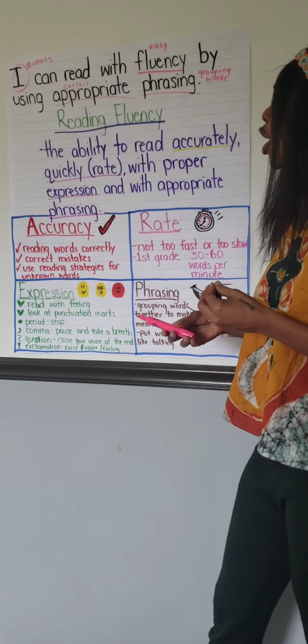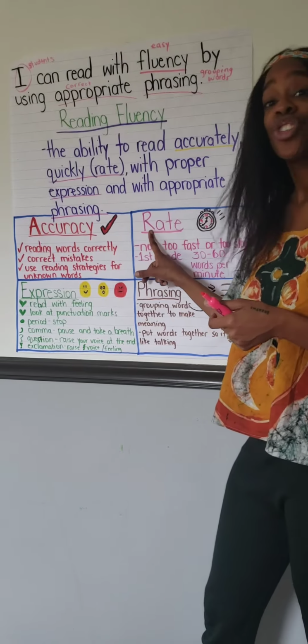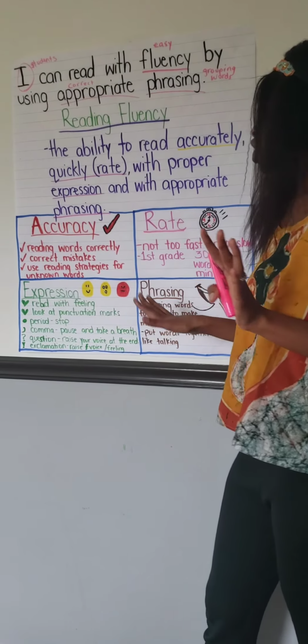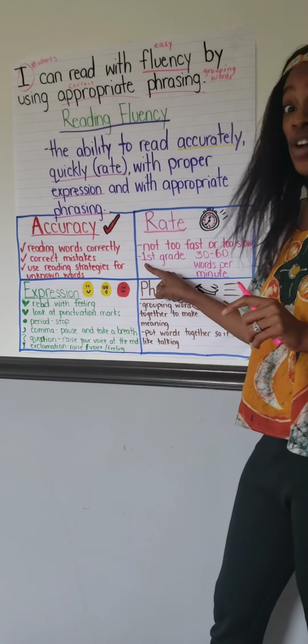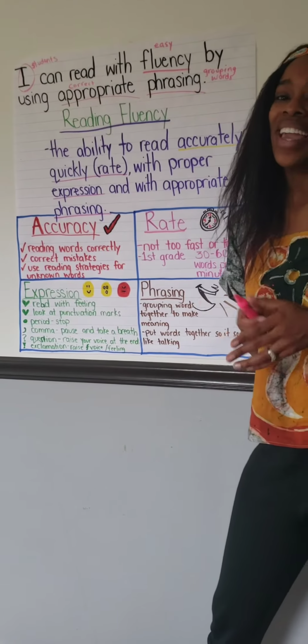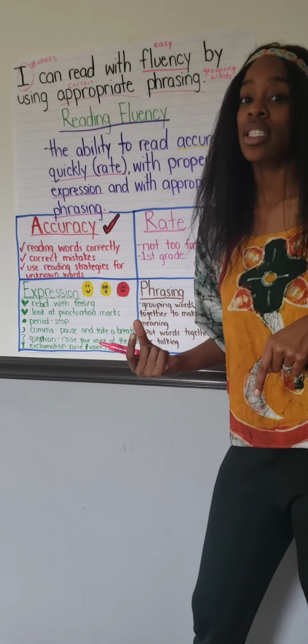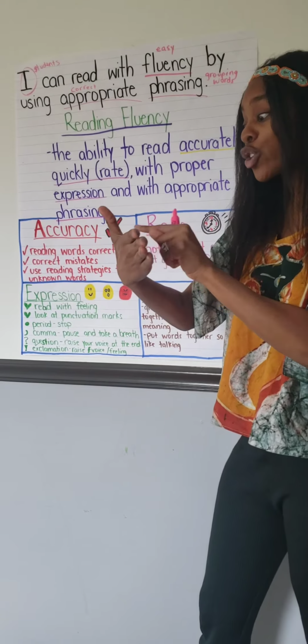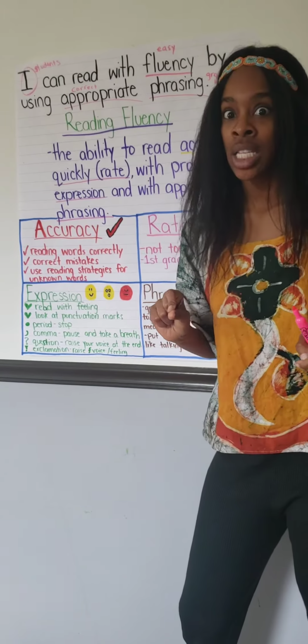When you are paying attention to your rate, that means you are not reading too fast, you're not reading too slow, you're reading on a first grade level, which should be at least 30 to 60 words per minute. So that is the number of words you can read in 60 seconds.